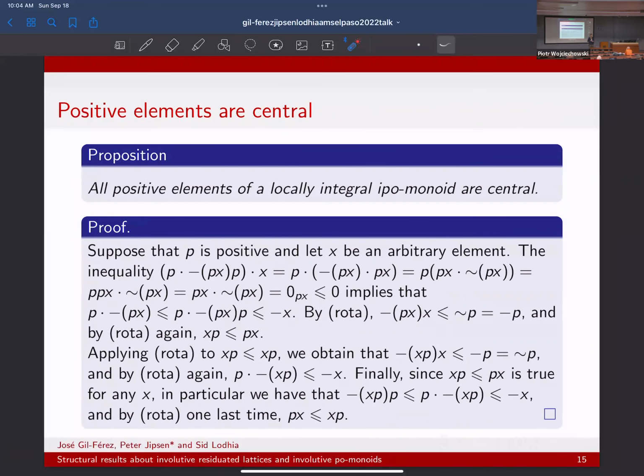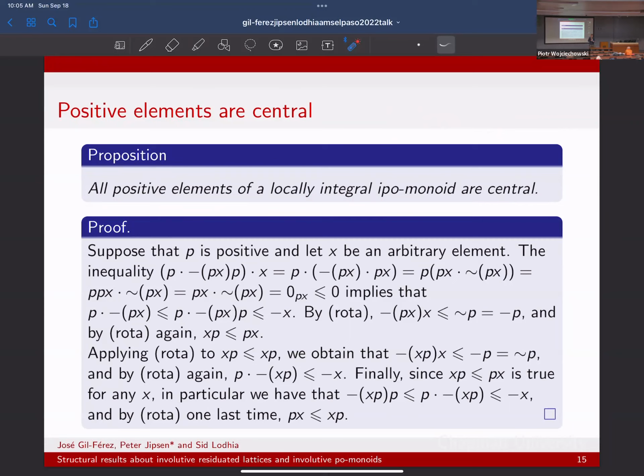I'm not going to drag you through this proof, but I wanted to show you that while this might not necessarily be the proof that you would find yourself, it's not technically difficult to check that this proof is correct. And what does it say? All positive elements of a locally integral IPO monoid are central. Central here means that if P is a positive element, Px is equal to xp for all elements of the algebra. And so you have to check that this follows from local integrality, which of course doesn't have to be true in general, but it is true in the subvariety.